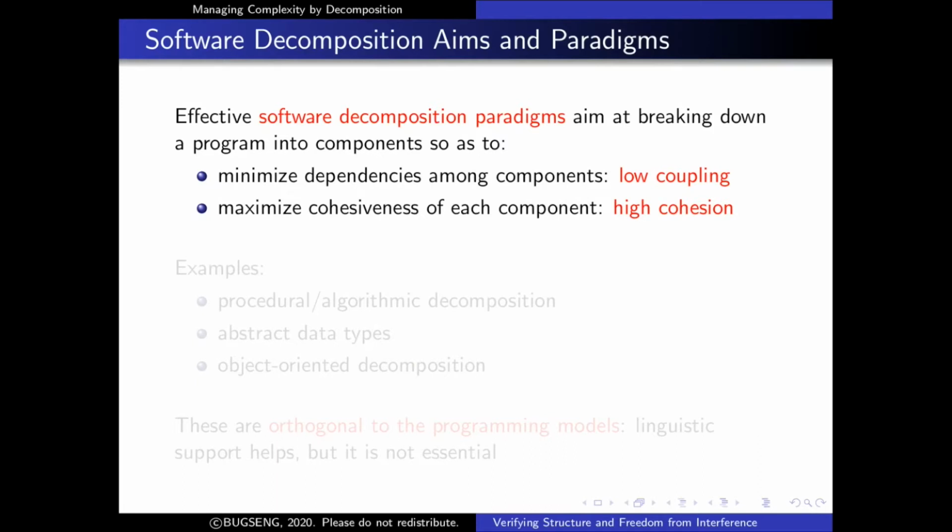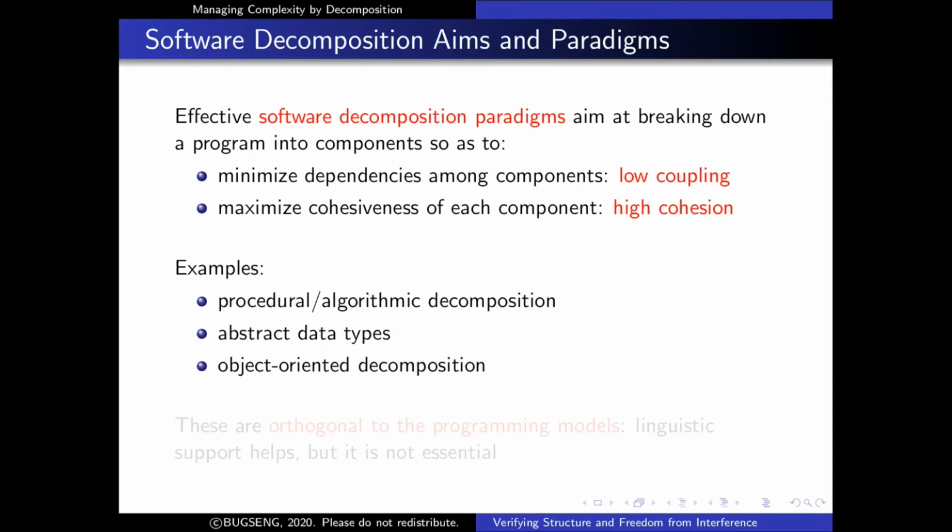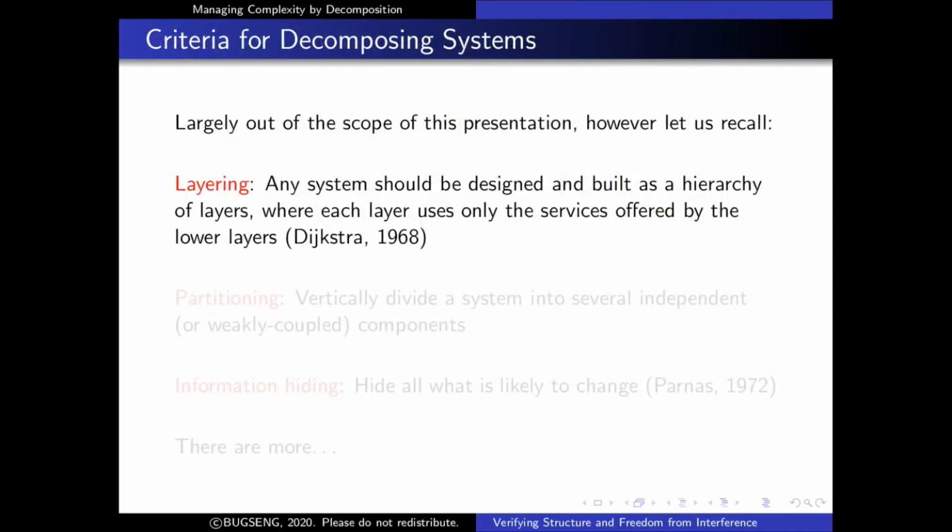There are well-known examples of strategies and paradigms to decompose software: procedural, algorithmic decomposition, or abstract data types, object-oriented decomposition. These strategies are orthogonal to the programming model. So linguistic support helps, for example, for object orientation, but it's not essential. You can develop an object-oriented decomposition even if you are not using an object-oriented language. Okay, so the criteria for decomposing systems are out of scope for the presentation.